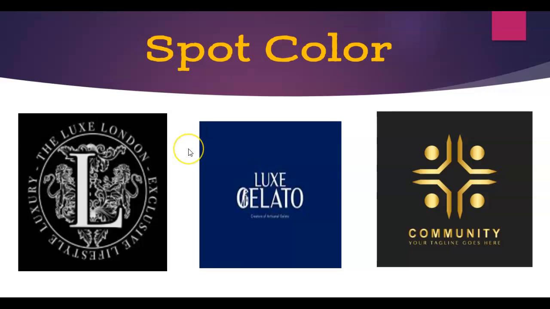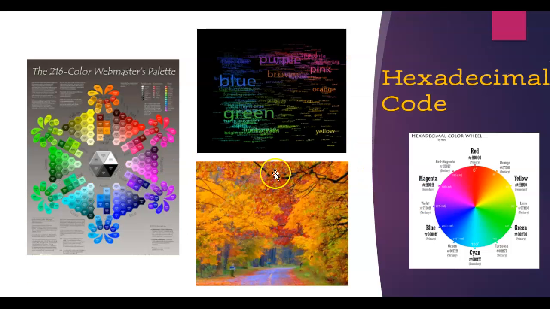The next one is the spot color. It refers to a method of specifying and printing colors in which each color is printed with its own ink. When needed to match a particular color, like the white and black background, that is the spot color. The blue and white, and the gold and black on a printed piece, utilize spot color. The last one is hexadecimal code.